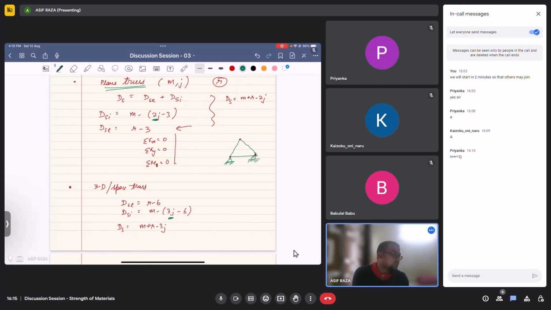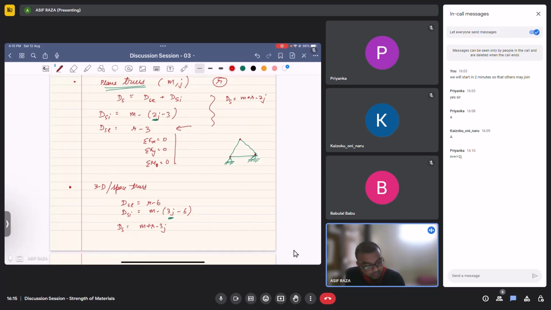This is the basic plane truss we have. If we want to increase the number of members here, we need to add a joint itself, right? To have a statically determinate structure.